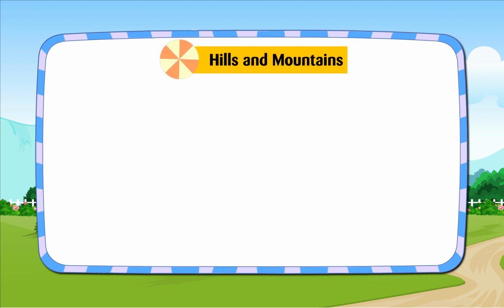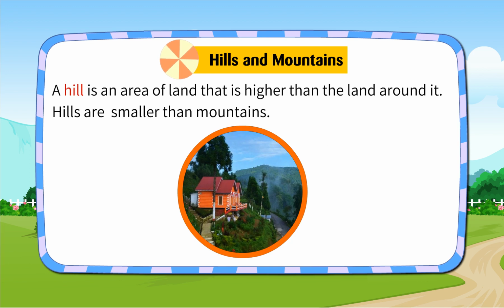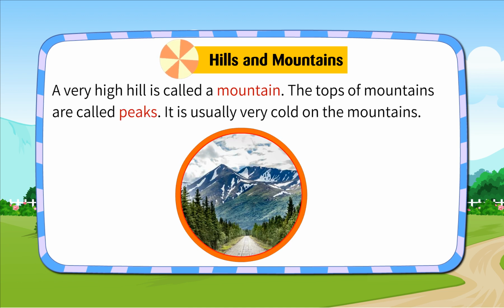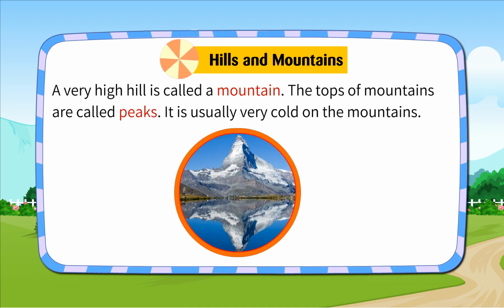Hills and mountains. A hill is an area of land that is higher than the land around it. Hills are smaller than mountains. A very high hill is called a mountain. The tops of mountains are called peaks. It is usually very cold on the mountains.